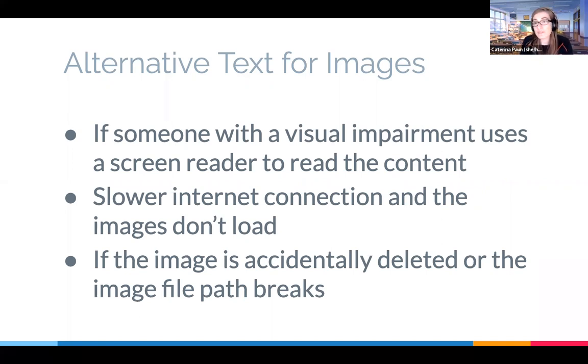This is also important whenever someone is using a slower internet connection, or in the past, if you were at a music festival surrounded by people and you're trying to load a page and the images aren't going to load because so many people around you are using that same connection. Whenever images don't load, the only thing that's going to load is the alt attribute. Another thing is if the image is accidentally deleted or the image file path breaks and nothing shows up, that alt attribute will show up.